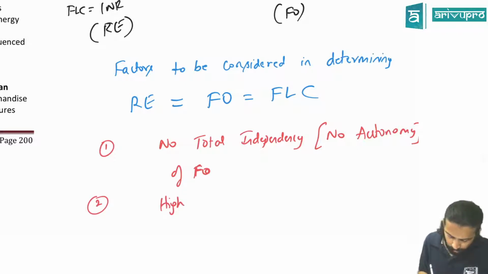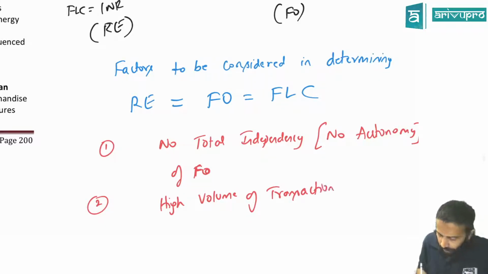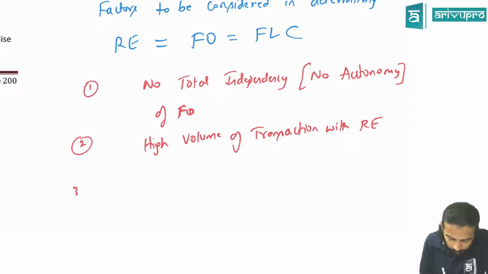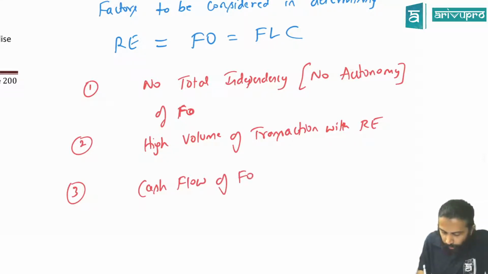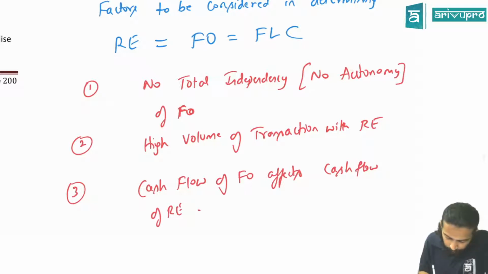Second one, high volume of transaction with reporting entity, RE. Third one, cash flow of foreign operation affects cash flow of reporting entity and gets remitted, and foreign operation cash flow is ready for remittance.